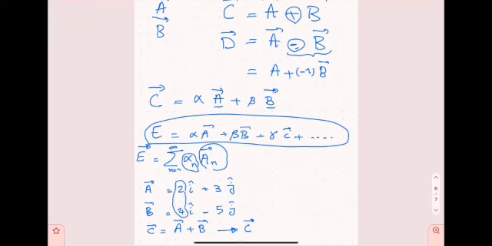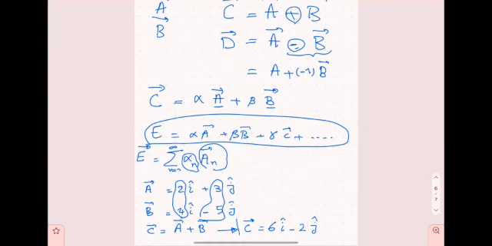in the i hat direction. So 2 plus 4 is 6 times i hat. Then here we have a minus 5 and a 3, which gives me minus 2, so minus 2 j hat. And so we can sum up the vectors a and b and get the vector c.